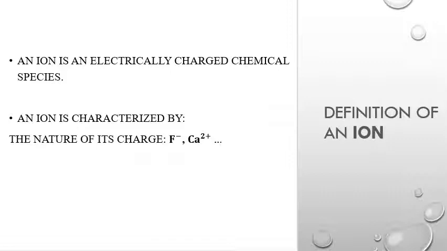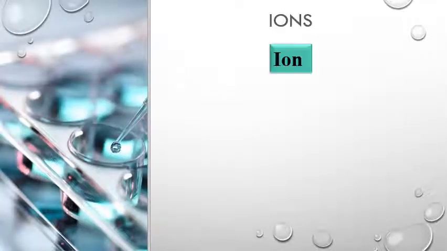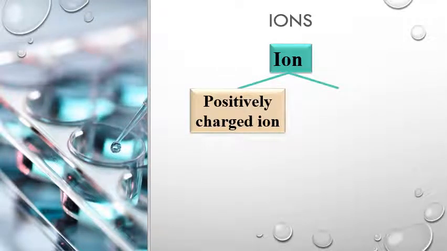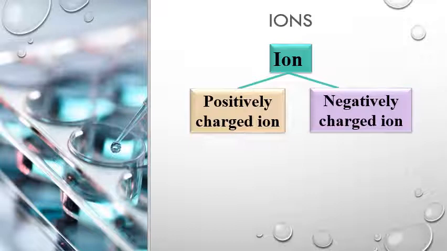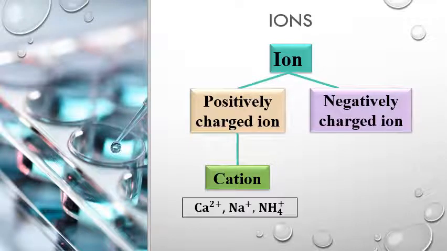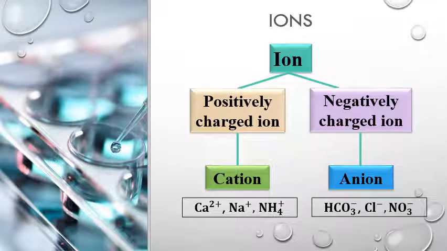What do we call the ions with these charges? They have a name, of course. We have an ion that is positively charged and an ion that is negatively charged. Ions that are positively charged, we call cations. And an ion that is negatively charged, I call an anion. Examples of cations are Ca2 plus, Na plus, NH4 plus: Ca2 plus is the calcium ion, Na plus is the sodium ion, and NH4 plus is the ammonium ion. Examples of anions are HCO3 minus, which is bicarbonate, Cl minus, which is chloride, and NO3 minus, which is nitrate. So ions can be classified into two kinds: cations, the ones that have positive charge, and anions, the ions that have negative charge.